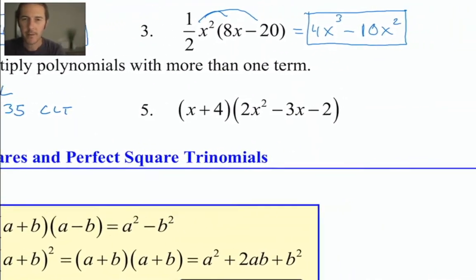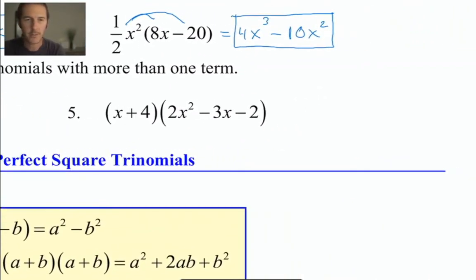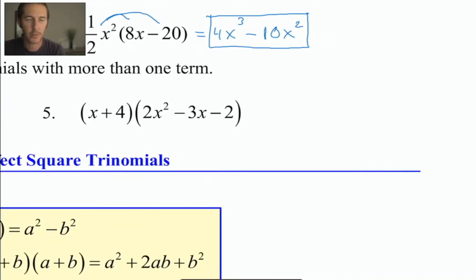Problem number 5. I don't know that I've ever heard a technical term for it, probably because foiling is really a shortcut anyway. Technically, we should be able to take this x plus 4 and distribute it to this term, and to this term, and to this term. Instead of doing that, I like to do what I call superfoiling.